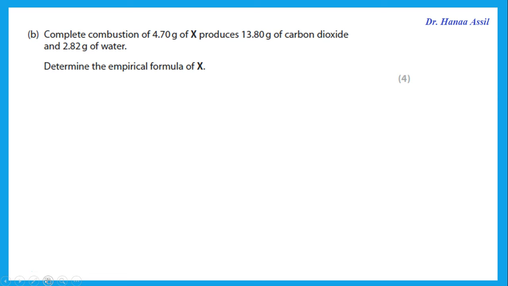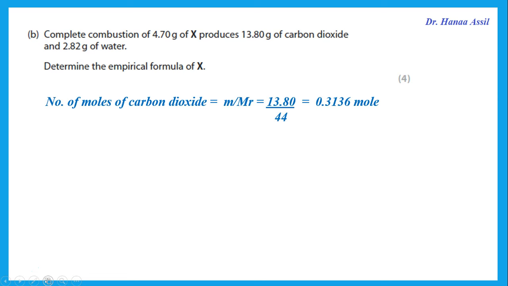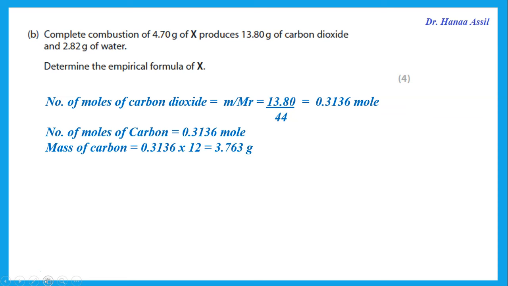Complete combustion of 4.7 grams of X produced 13.8 grams of carbon dioxide and 2.82 grams of water. Determine the empirical formula of X. Again, when we're given this kind of question, we get the number of moles of carbon dioxide, mass over molecular mass. Each mole of carbon dioxide has one carbon, so the number of moles of carbon is the same as the number of moles of carbon dioxide, and that means I can get the mass of carbon that is present in X. The mass would be the number of moles times the mass number of carbon, which is 12, so that means I have this mass of carbon.